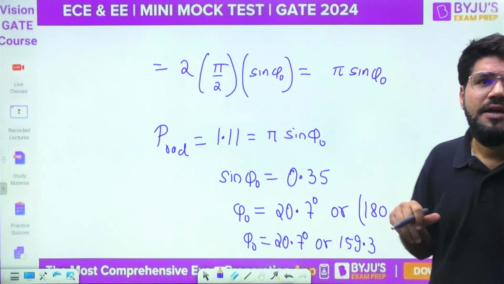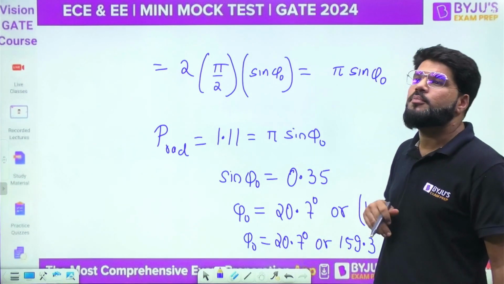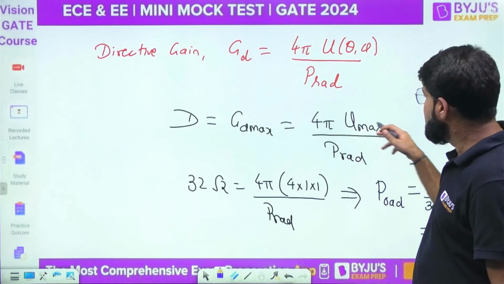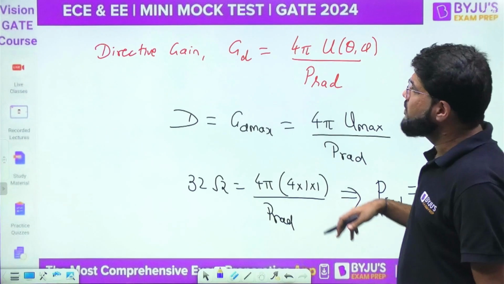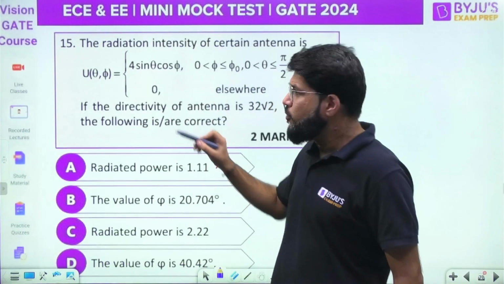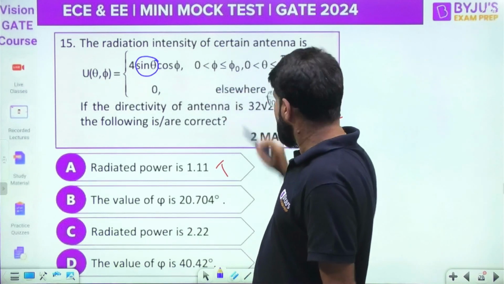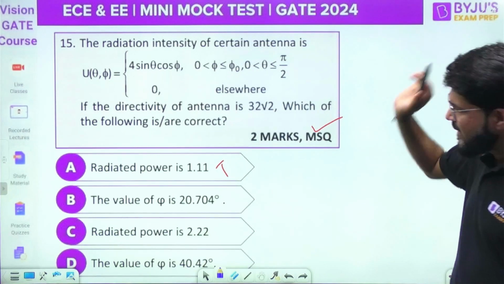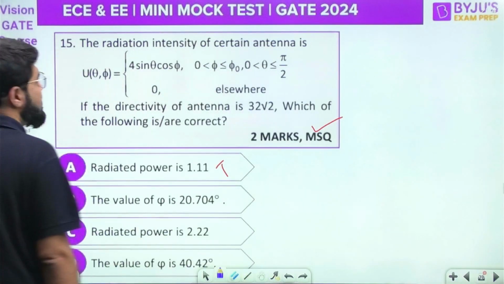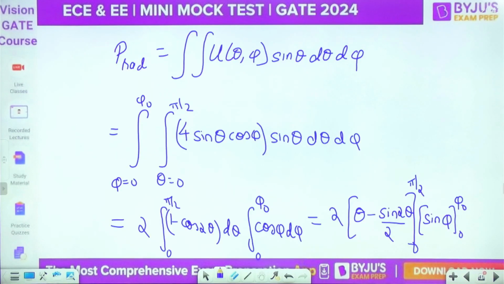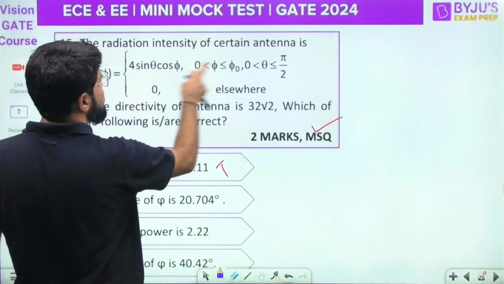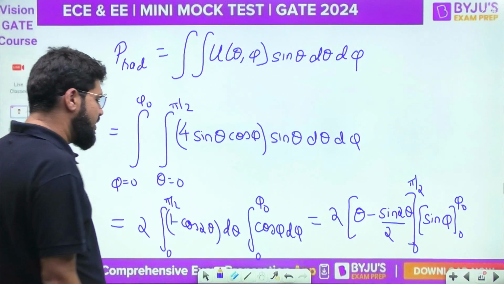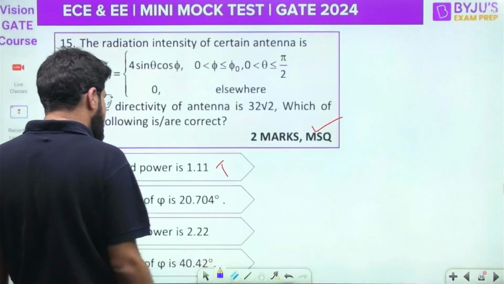Yes, both can be taken. If you take phi naught as 20.7, it might seem like a fundamental problem. You have taken U max to get the power radiated, taking U max as 4 into 1 into 1, but this will only come for a given range. The theta range is clear. Cos phi, yes, it can be taken, perfect. This is the range of phi, right? Yes, 20.74 itself is correct. No confusion there. This is in the form of cos phi. Sin theta is maximum at theta pi by 2. Cos phi is maximum at phi 0, and that is included. No issues. So 20.7 is definitely a possible option. So the correct answer is B as well.